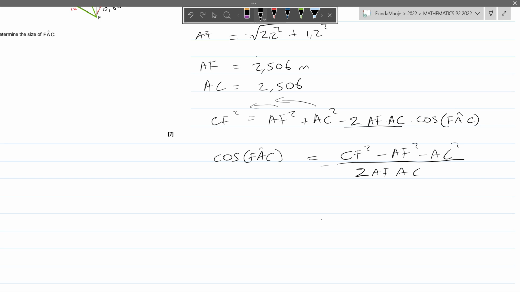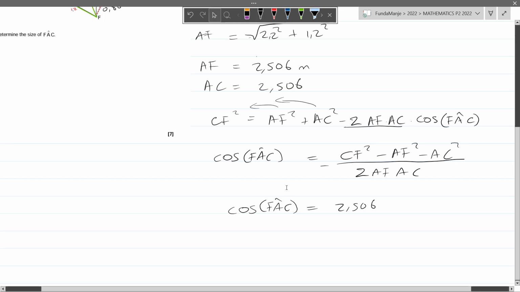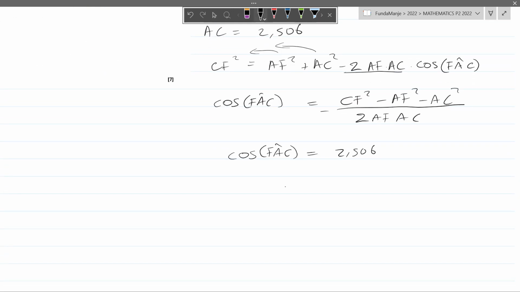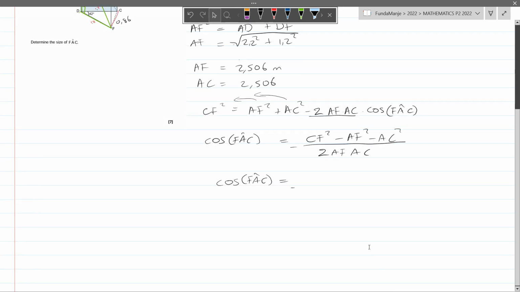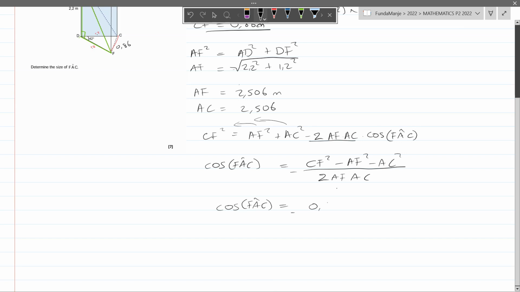This will give us cos FAC, then CF was 0.86, so 0.86 squared minus AF and AC are both 2.506, so 2.506 squared minus 2.506 squared, all over 2.506 times 2.506. Don't forget this negative over here. It's going to be multiplying everything.